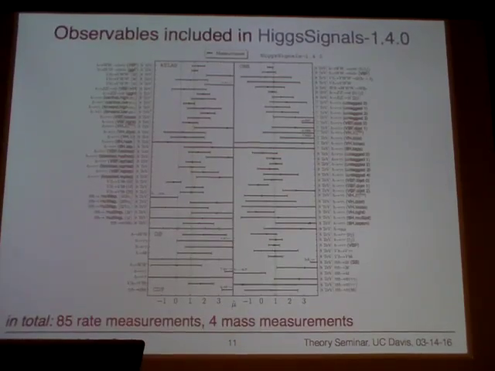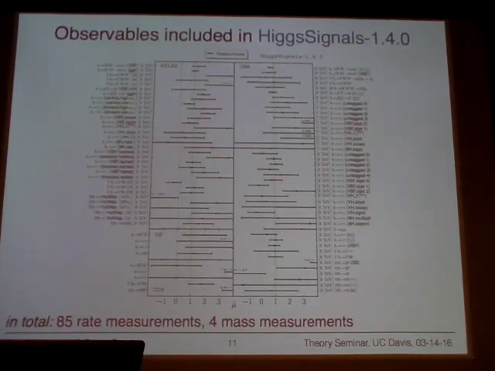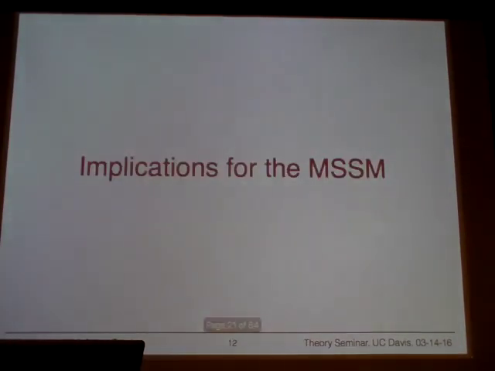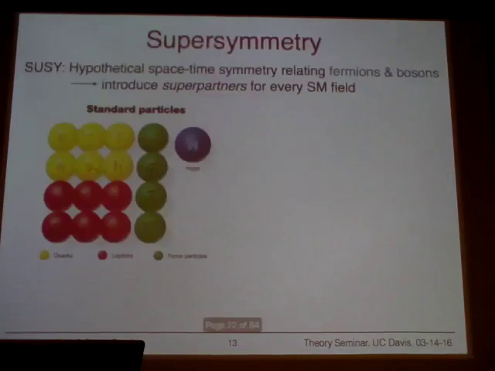Just to give you an impression of how many observables are currently included in this code, of course I don't expect you to read all this, but these are in total 85 rate measurements, and we have 4 mass measurements from ATLAS and CMS in the gamma-gamma and ZZ channels. Okay, let's move on and study some physics with it.